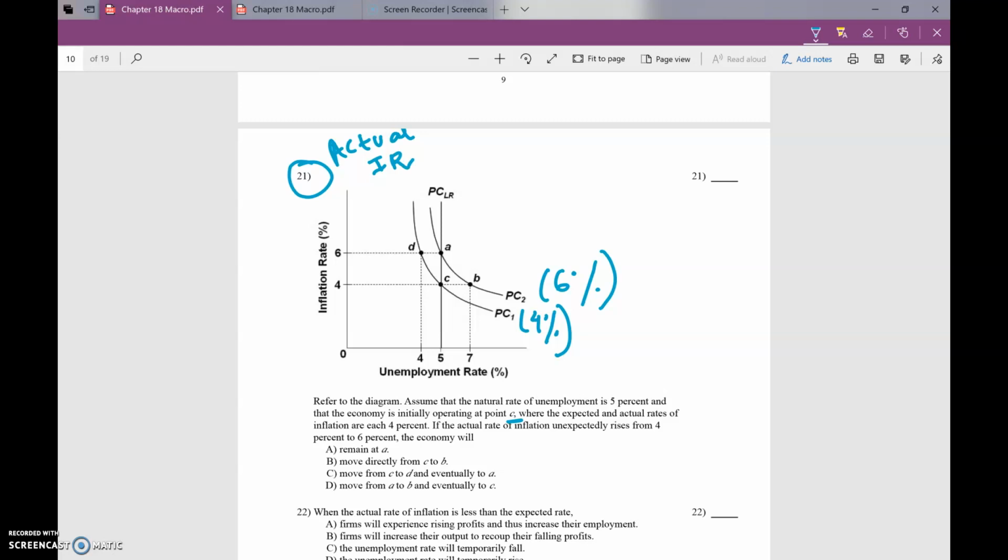All right, the question here: the economy is operating at point C where expected and actual are 4%, makes sense. If the actual inflation rate increases from 4% to 6%, what happens? So it's going to be this one. The economy moves from point C to point D and eventually moves to point A. Okay, that's going to be C.